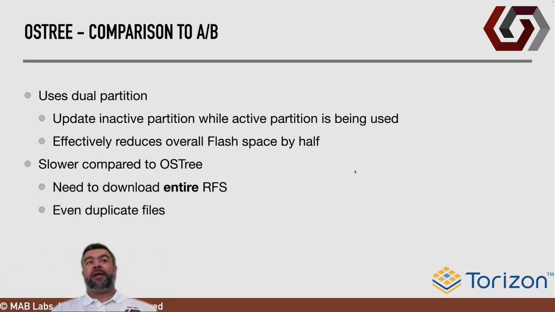And like I said, because you're downloading and flashing the entire RFS for one whole partition, you need to download that. So that's going to take significantly longer because you're downloading duplicate files that you may not necessarily need. But again, because of the underlying scheme, you have no other choice. So OSTree, in my opinion, is just more performant. It's more optimal when compared to traditional A/B partition schemes.